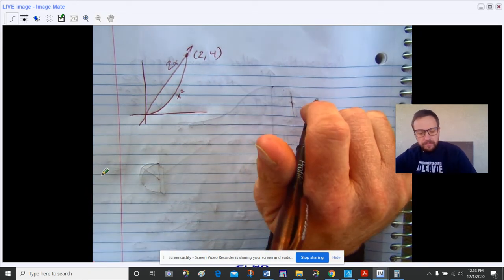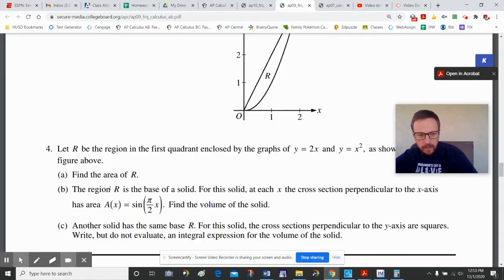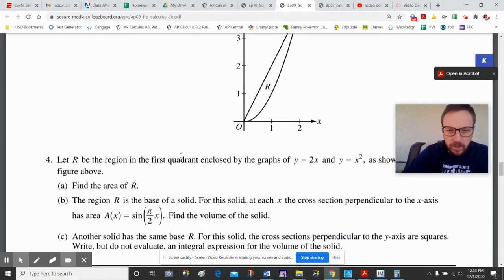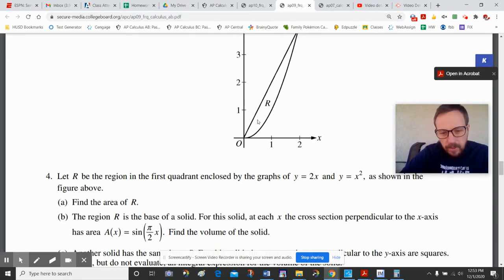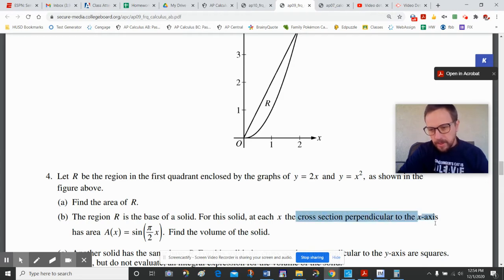So now we're going to take a look. Region R is the base of a solid. Again, if we want to think in terms of cheese, let's say we've got a block of provolone. What's going on is that this right here is the region. This is R, the base of the solid. And it says at each x, the cross-section perpendicular to the x-axis.